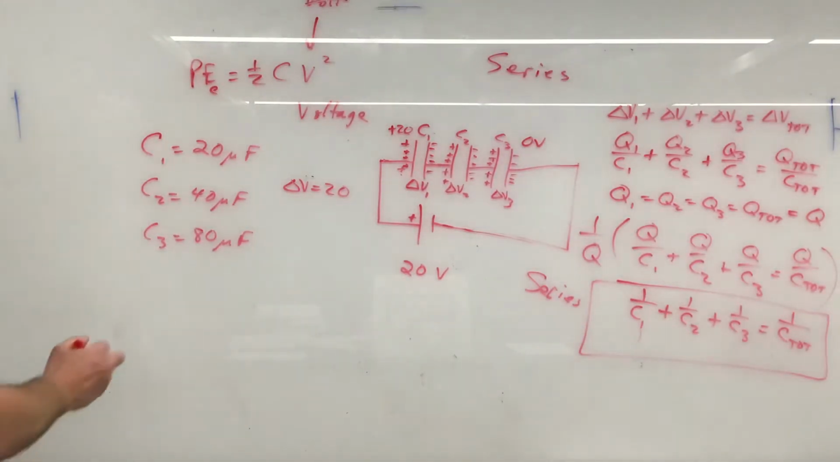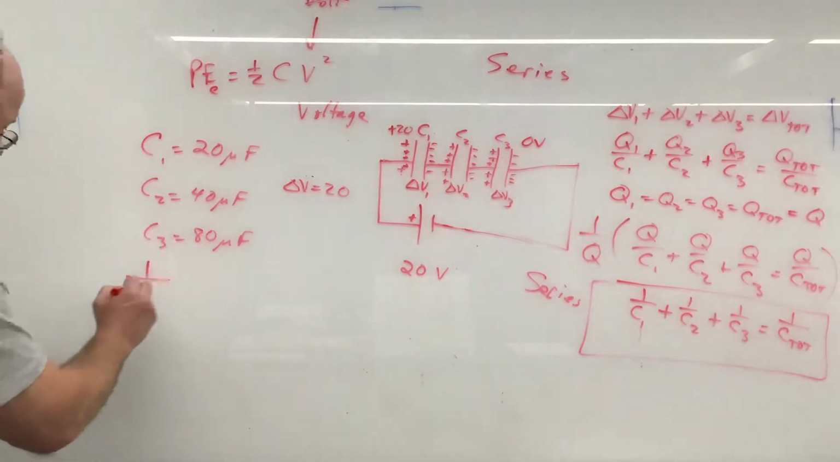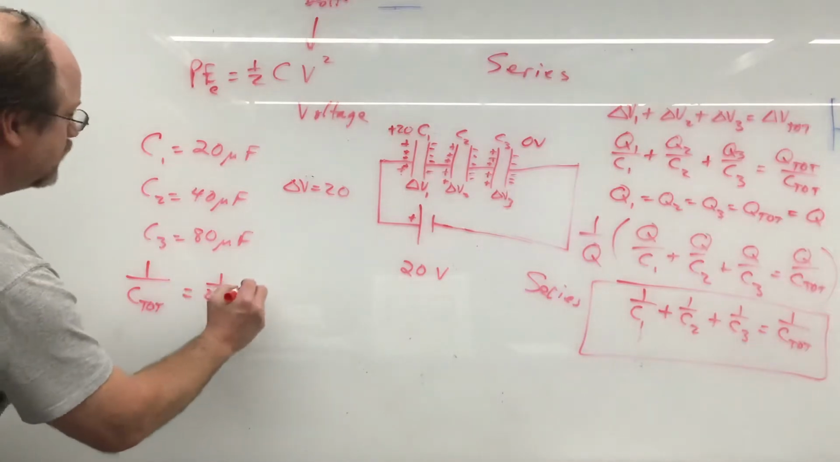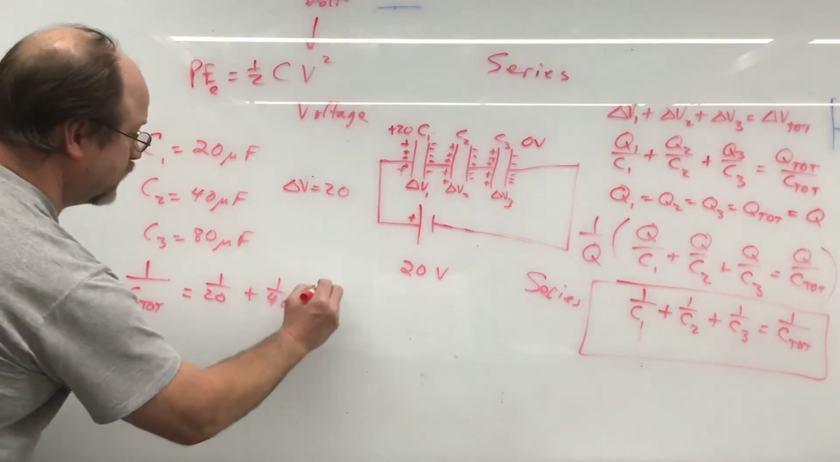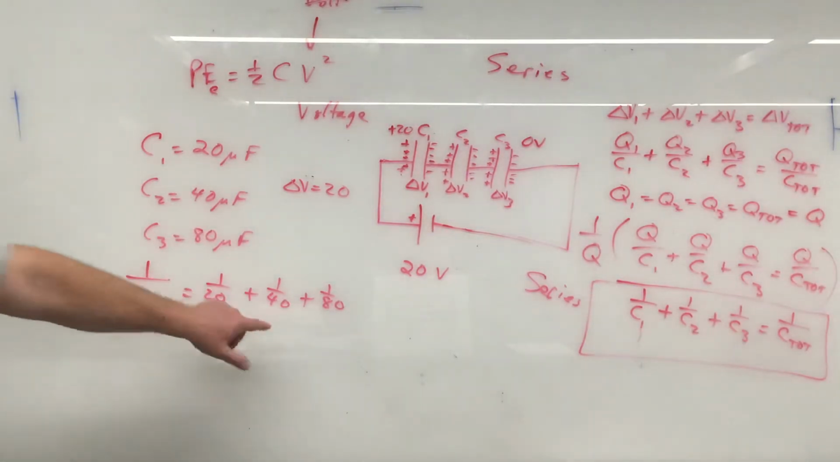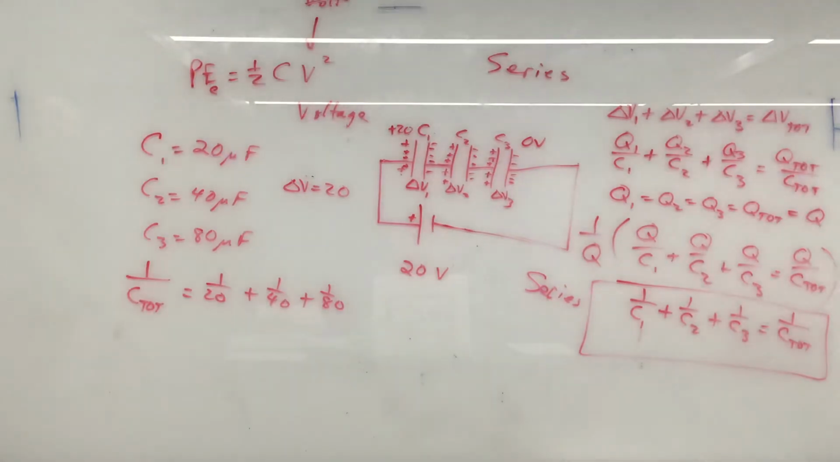So I need to look at the total capacitance. And I use that equation over there, that box. 1 over C total equals 1 over 20 plus 1 over 40 plus 1 over 80. And again, I could put times 10 to the minus 6 and all that, but ultimately, if I'm leaving everything in microfarads, my answer is going to be in microfarads too.